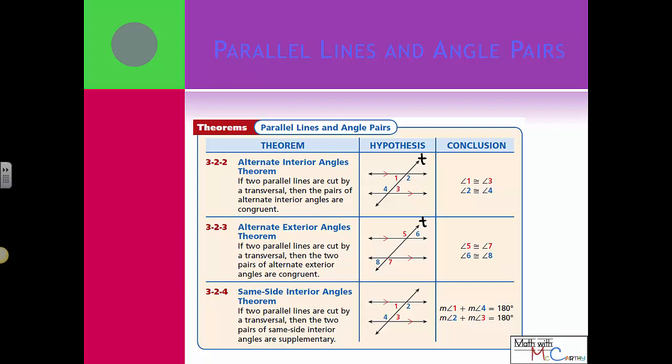The last one, two parallel lines cut by a transversal. Then the pairs of same side interior angles are supplementary. So if they're on the same side and on the interior, 1 plus 4 is equal to 180, and 2 plus 3 is equal to 180. So everything else says congruent, but the same side interior angles theorem says it's equal to 180. Notice these are theorems, so that means we should be able to prove them.